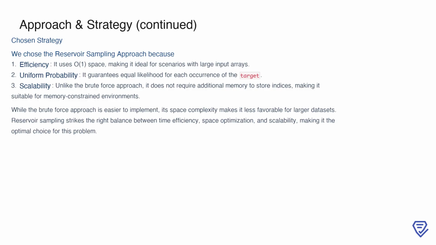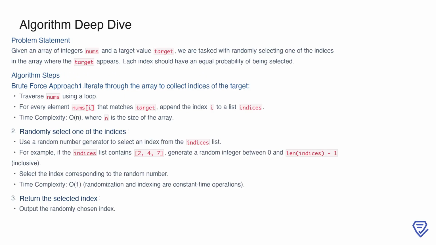this problem. In this problem, we're given an array of integers, nums, and a target value, target. Our goal is to randomly select one of the indices in the array where the target appears, ensuring that each index has an equal probability of being chosen.